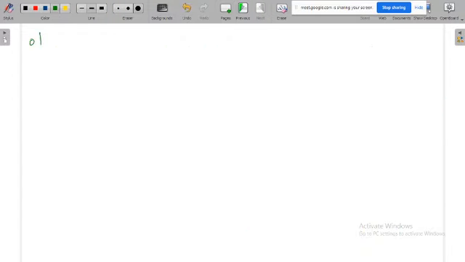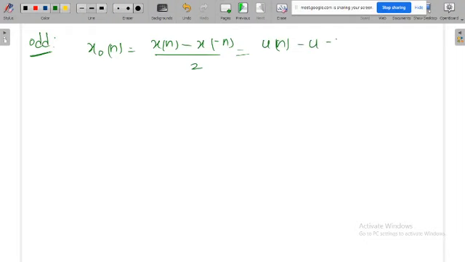Odd part of the given signal. Odd part means, what is the formula? Odd part of the signal is equal to x of n minus x of minus n divided by 2. That means u of n minus u of minus n divided by 2. So here I have to do first, already I am having u of n.